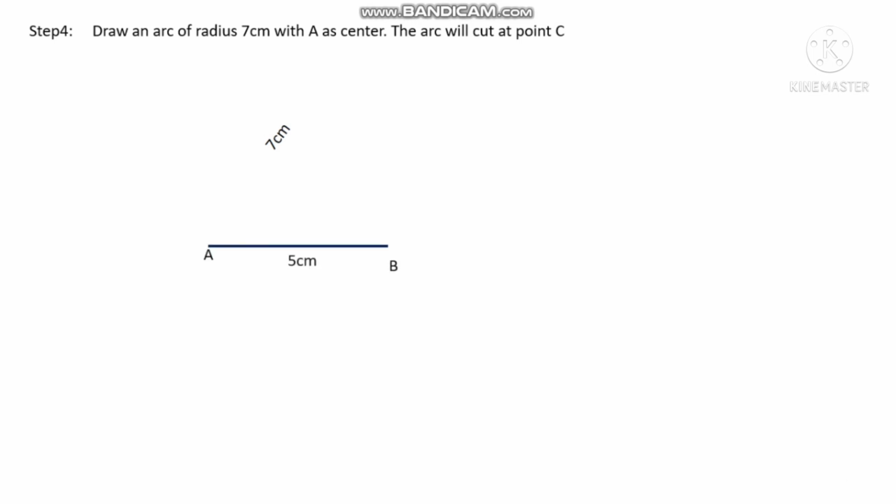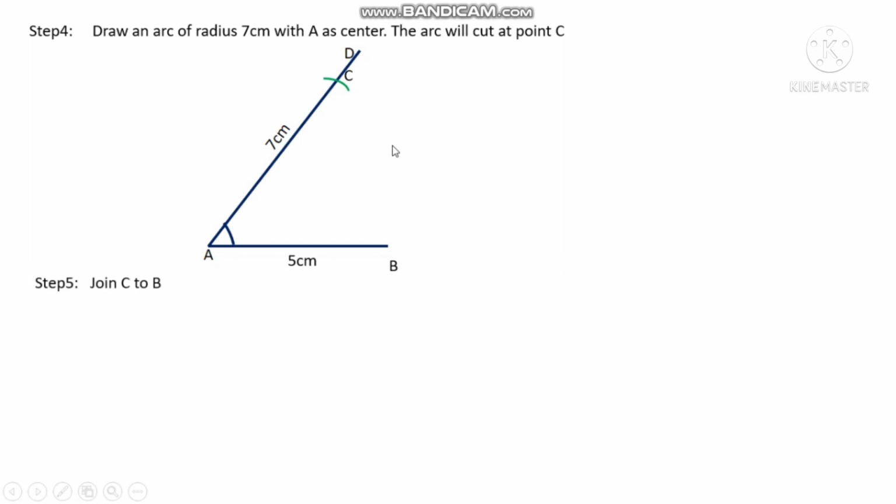First of all, AB, and here you can see that the green line represents the length of AC, which is 7 centimeters. We draw an arc of length 7 centimeters by measuring with the scale. Here you can see that this is the arc. AC represents the length which is 7 centimeters.